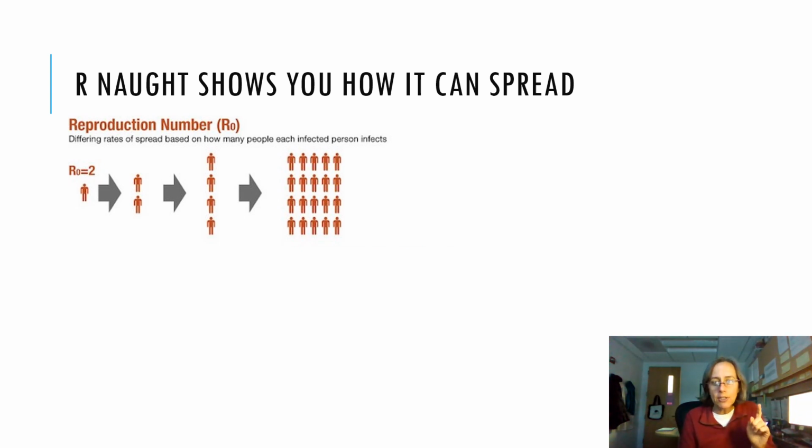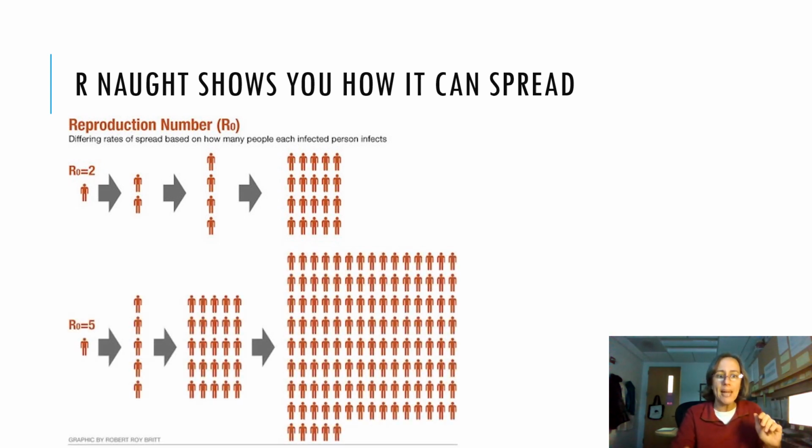So let's look at the difference, though, if we dial that R naught up to 5. Let's look at how that goes. Bam! Huge. So we go from 1 to 5 to 25 to 125. It's ridiculous how quickly something can spread if it has a really high R naught. So this is a graphical representation. Let me give you a different type of representation of the same data.